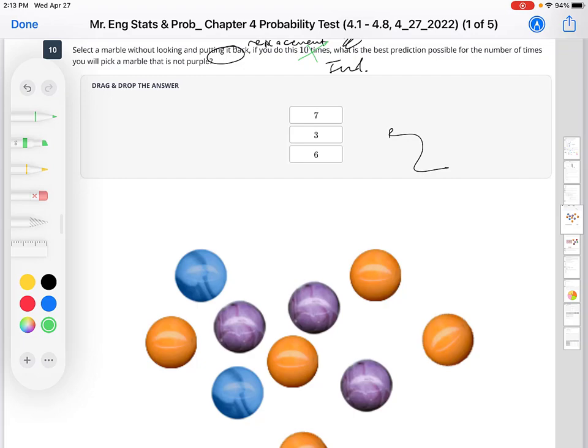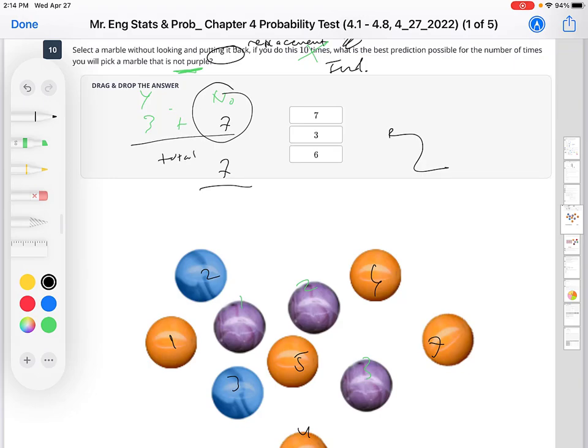So what is it that's not purple? Well, there are 3 purples. Yes purple, no purple. That means there are 1, 2, 3, 4, 5, 6, 7. And so the probability you get no purple is 7 out of the total. And our total is 10 marbles, so 7 out of 10. What is the best prediction possible number of times you will pick a marble that is not a purple?